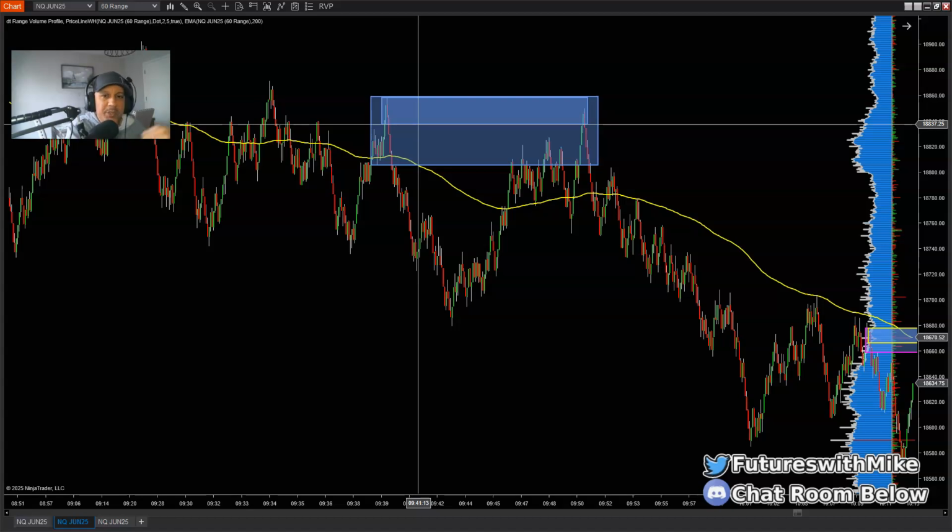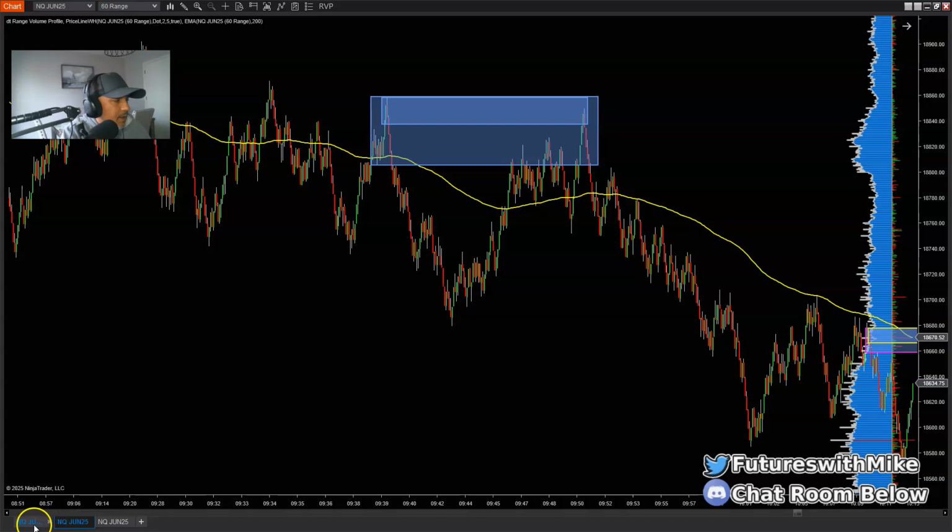So you're looking for a zone within a zone, and what that does is it gives you more confluence layered up on top of each other. So hopefully that makes sense, all right? But that's how I do it.